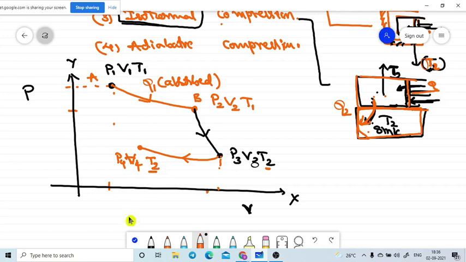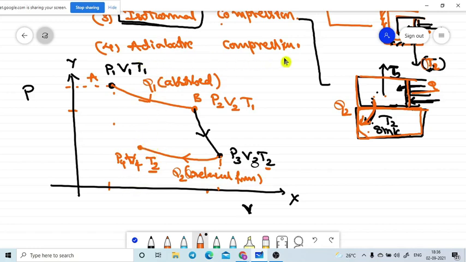Are you getting or not? Hello? But what has happened here? In this one, Q2 amount of heat is released from the system. So Q2 amount of heat energy is released from the system. Now what is the other state?